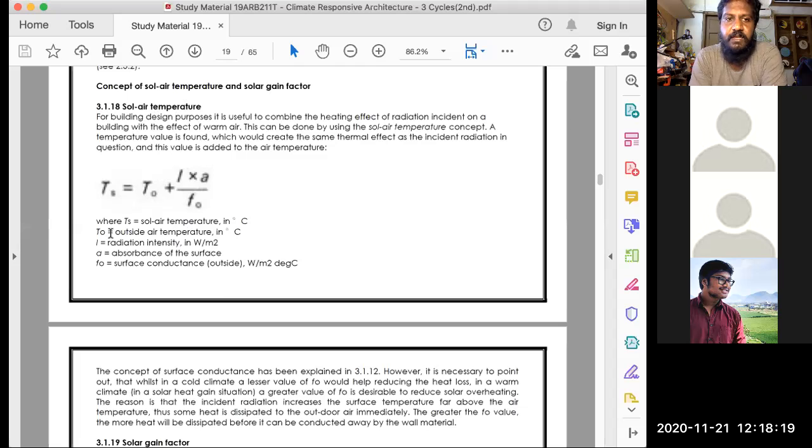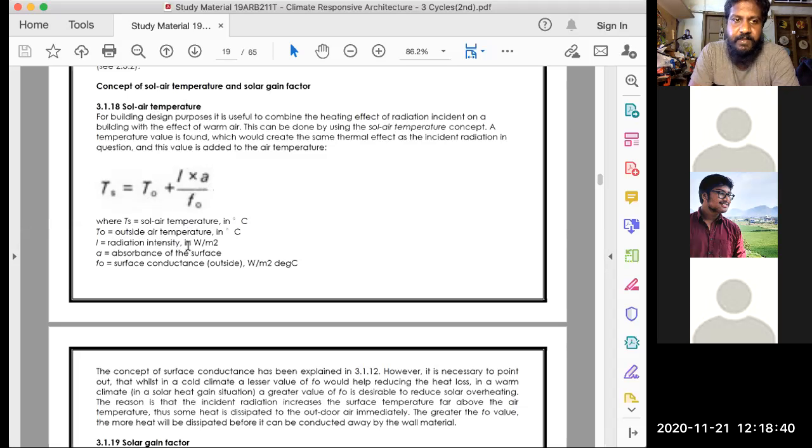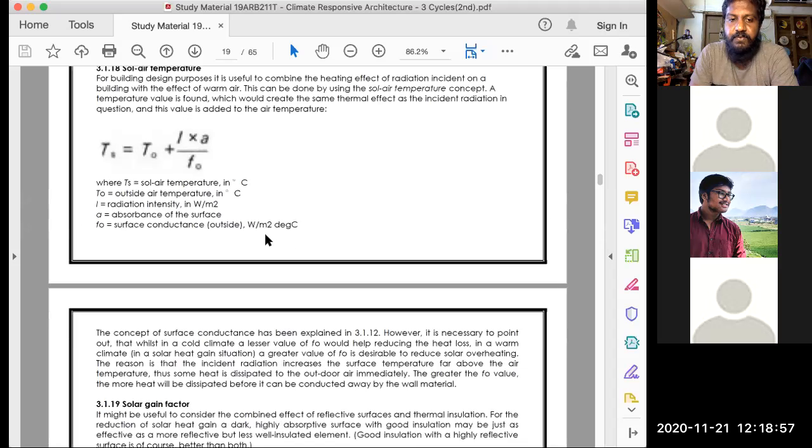How these values are calculated: sol-air temperature is represented as Ts in Celsius. TO is the outside air temperature. I into A, where I is the radiation incident in watts per meter square, and A is the absorbance of the material. And FO is the surface conductance. Surface conductance is the surface's capacity to disperse or transfer the heat.